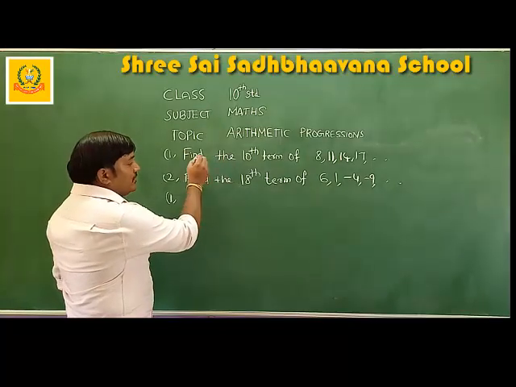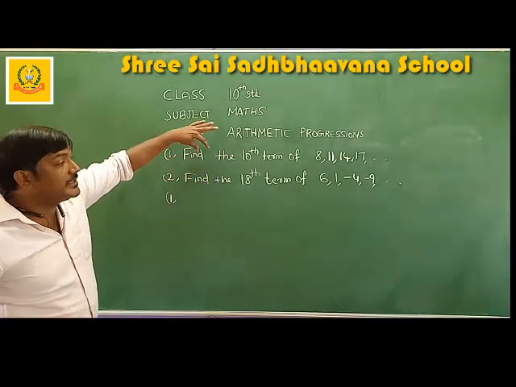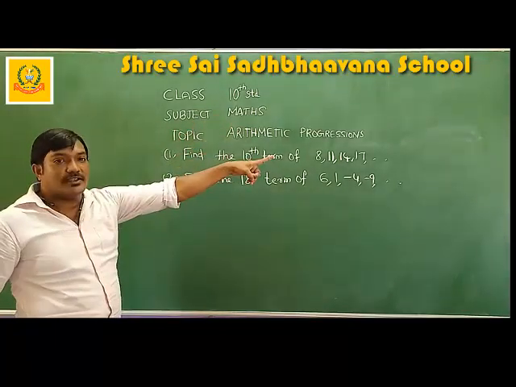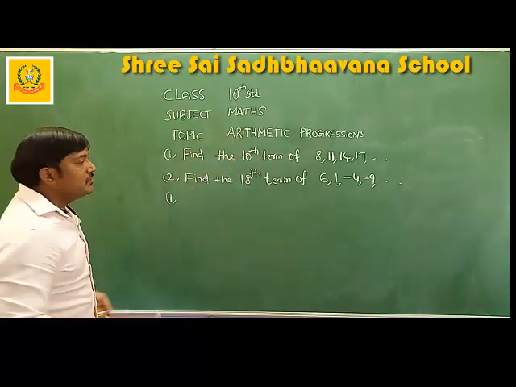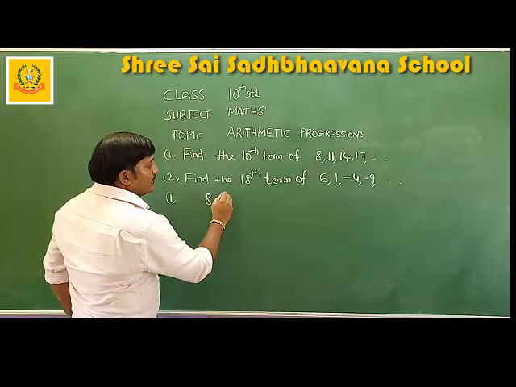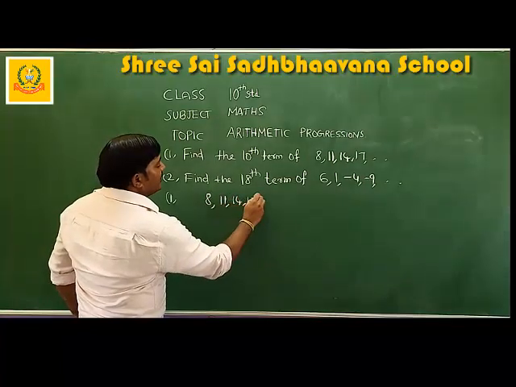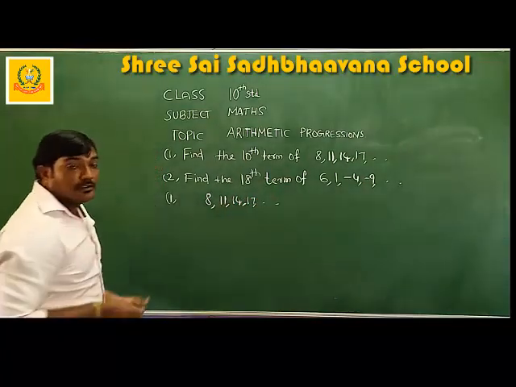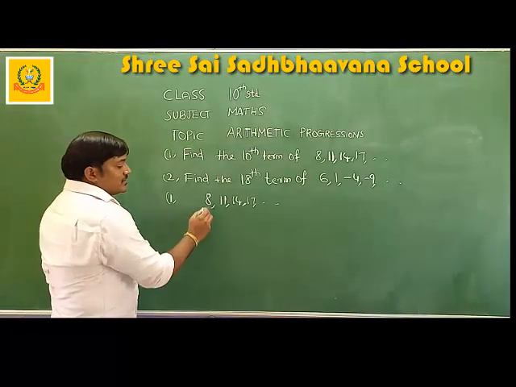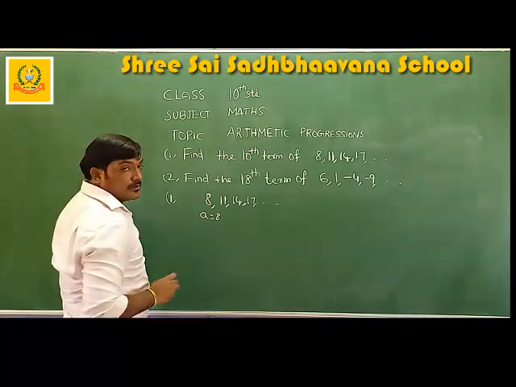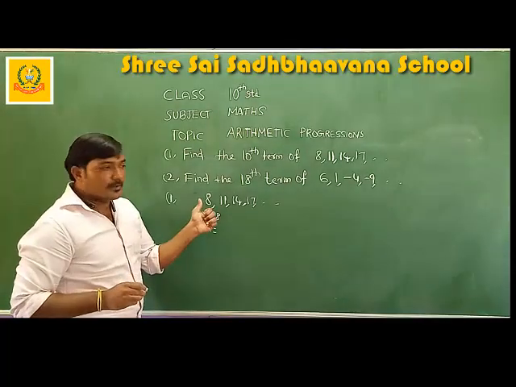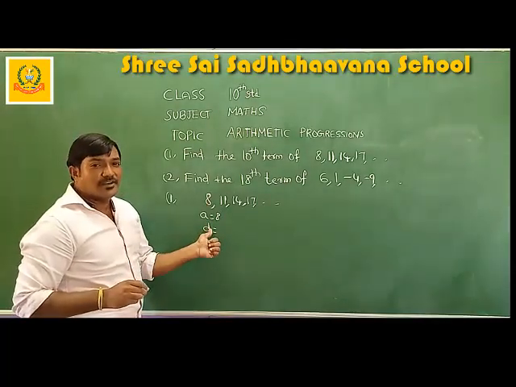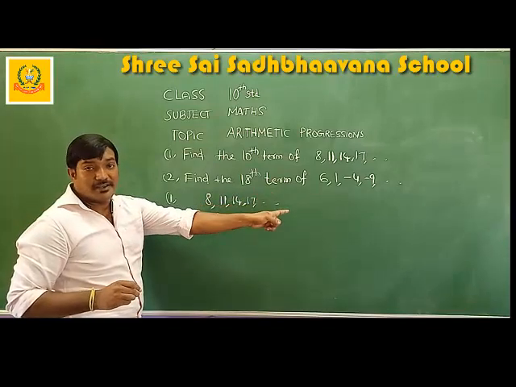Yeah, we are going to find the 10th term of the progression 8, 11, 14 and 17. So first you have to write the progression 8, 11, 14, 17 and so on. Now the first term is 8, okay, and how to find the common difference? Always remember, if you know the first term and common difference, you can find the nth term easily.